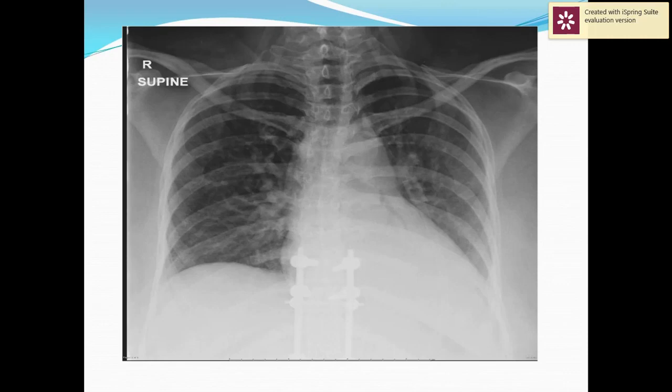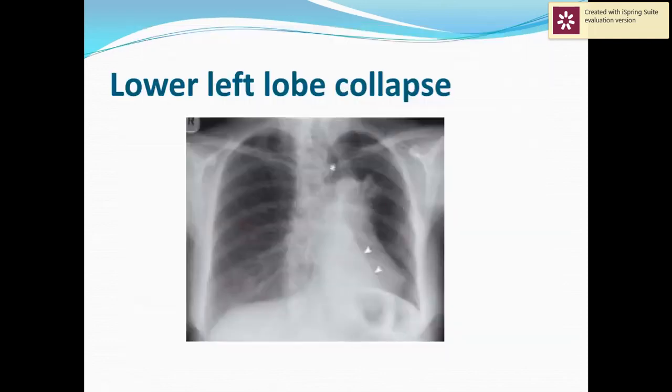Any patient presenting with collapse, this is an alarming sign. Either there is endobronchial lesion, endobronchial mass, endobronchial foreign body, or atelectasis or tenacious secretion causing collapse. So it's very important to evaluate this patient properly by bronchoscopy and CT scan. This is also left lower lobe collapse.